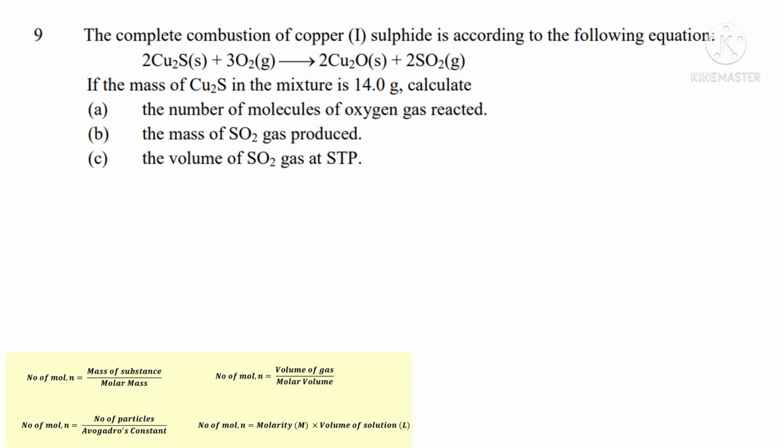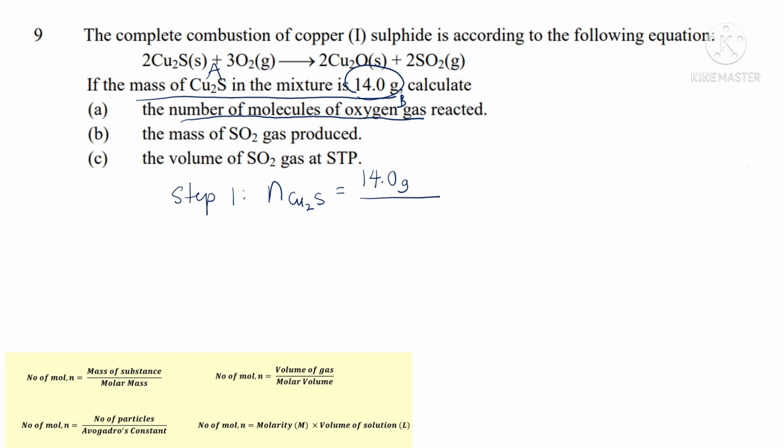Question number 9a is also a 3-step question because we are given the mass of copper sulfide, 14 gram, and asked for the molecules of oxygen gas. Again, given A, ask for B. So step number 1, we need to find the number of moles of copper sulfide because we are given the mass of copper sulfide. So that is 14 gram divided by the molar mass of copper sulfide, that is 159.3 gram per mole, to give us the number of moles of copper sulfide as 0.08788 mole of copper sulfide.